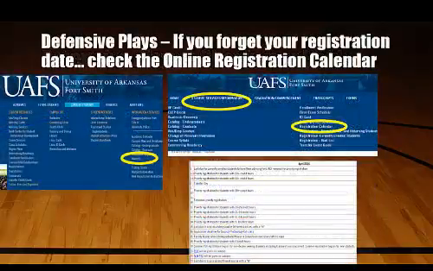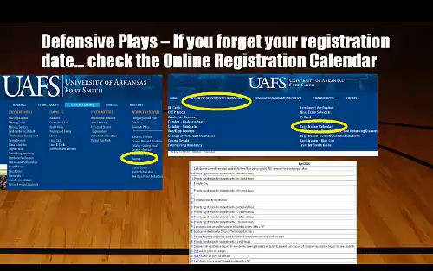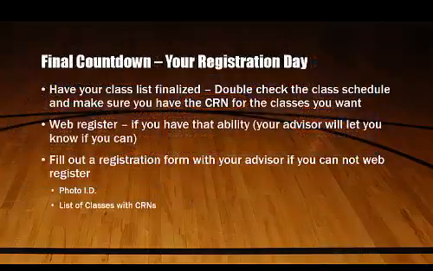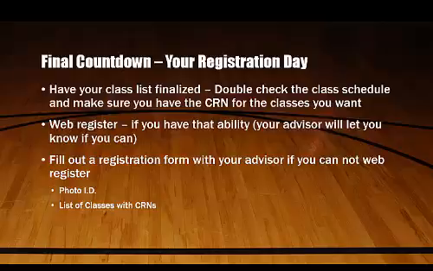If for any reason you forget your registration date, you have access to the records registration calendar, and that is found under Current Students, Records, and then if you click on Student Services and Information, they have a link for the registration calendar, and it looks like that down at the bottom. And then when your registration day comes, you need to make sure you have double-checked that the classes are still open, so have all of your CRNs ready to register.